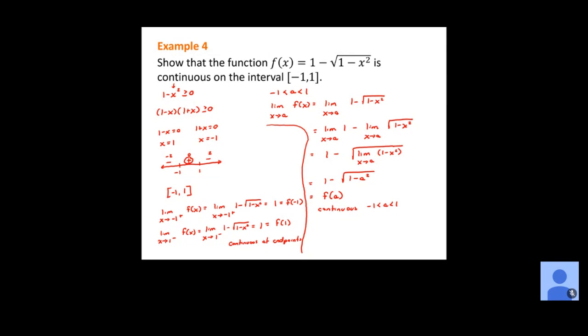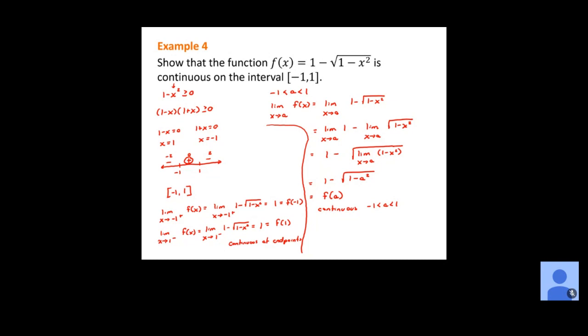Okay. And now we're done. So we showed that it was defined for all values in that interval. Then we showed that the limit existed and was equal to the value of the function for the open interval from -1 to 1. And then we also showed that it was continuous from the left and the right at those endpoints by showing that the value of the function was equal to what we got for the limit at both of those points.